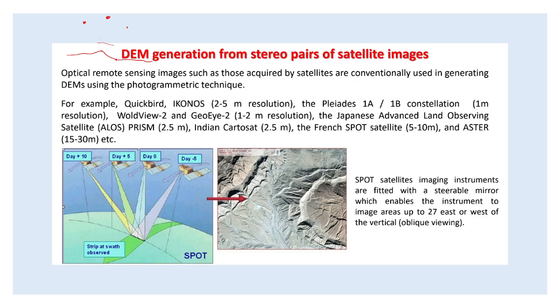Here sir has given examples of the different satellites that have been used. Here we have SPOT satellites, whose imaging instruments are fitted with a steerable mirror which enables the instrument to image areas up to 27 degrees east or west. Basically all these satellite images can be used in order to generate the DEM model.